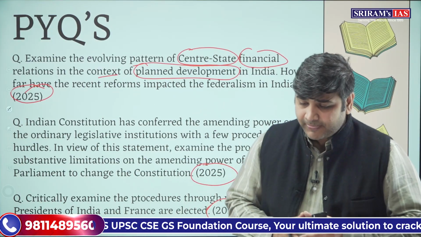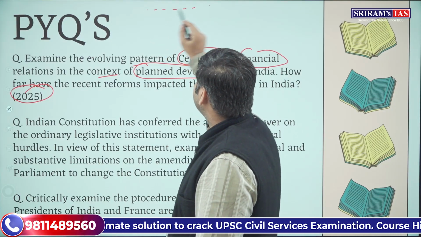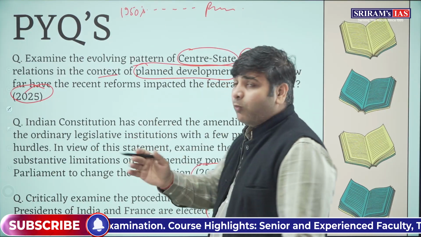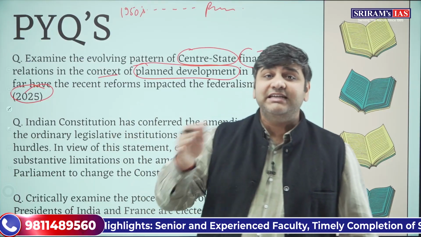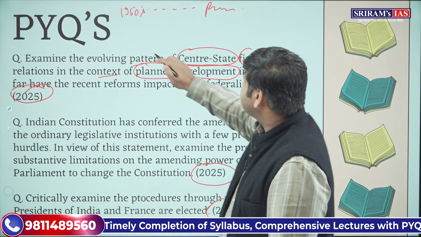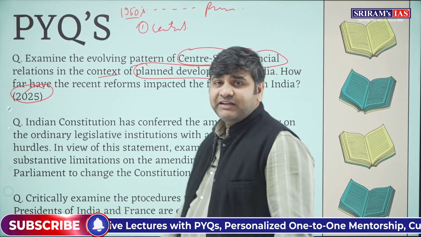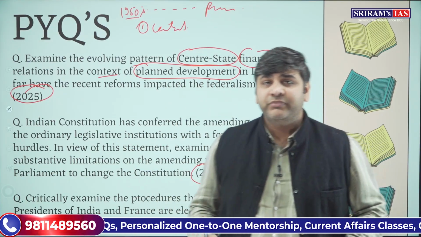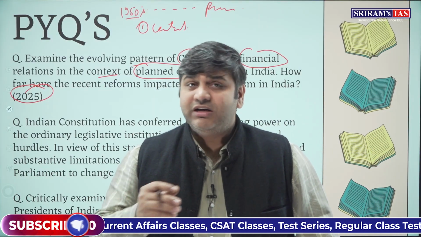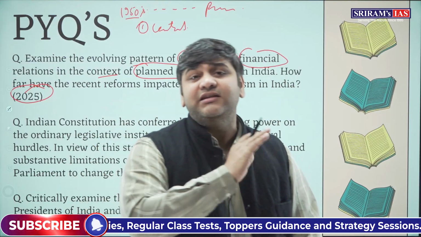Now if you see, what they are really trying to ask is how, over the period of time since the 1950s to the present time, we see the evolution of the center-state financial relations. Now you have to pinpoint that, okay, there was a period of time when it was totally centralized. National Development Council and the Gadgil formula, all these things were used, and because of these, the grants which were given or the tax devolution which was done was heavily dependent on the central government.